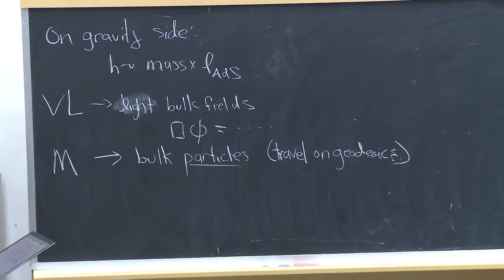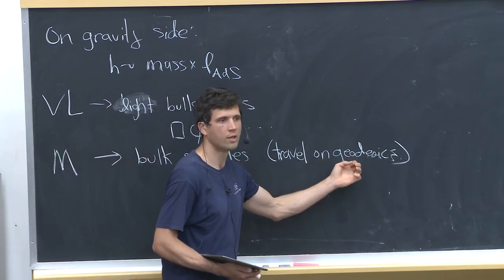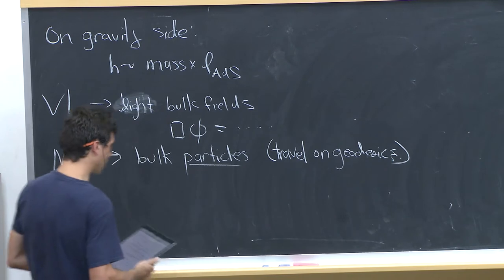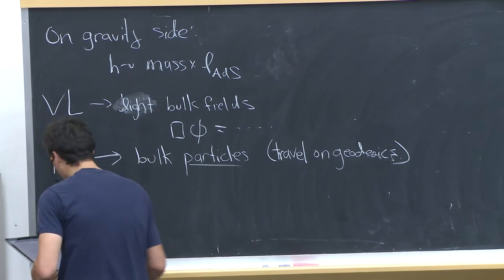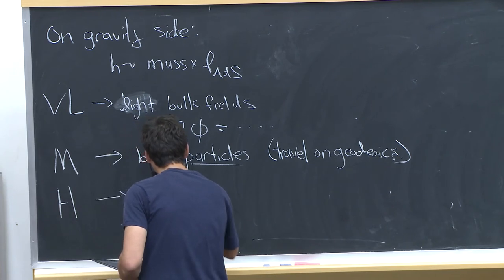This is what I mean by having correlators that are dual to geometric quantities. Something that travels on a geodesic is just a property of the geometry. It's not specific to the details of that operator. The heavy operators, H, are dual to black holes.